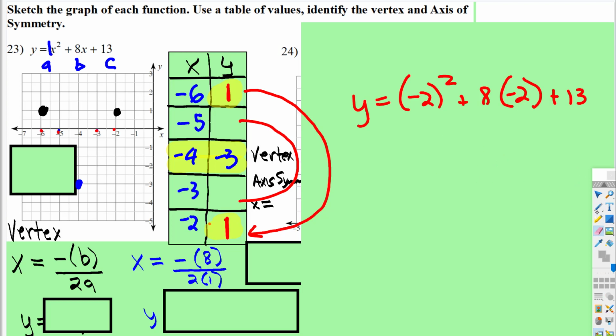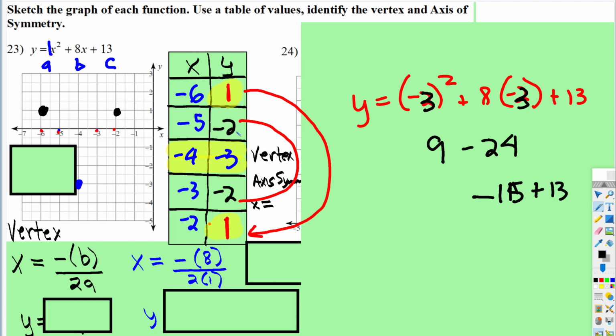Now we'll put in negative 3. Well, negative 3 squared is 9. 8 times negative 3 is negative 24. 9 subtract 24 is negative 15, excuse me. Plus 13 is negative 2. So at negative 3, we put a solid dot at negative 2, and at negative 5.